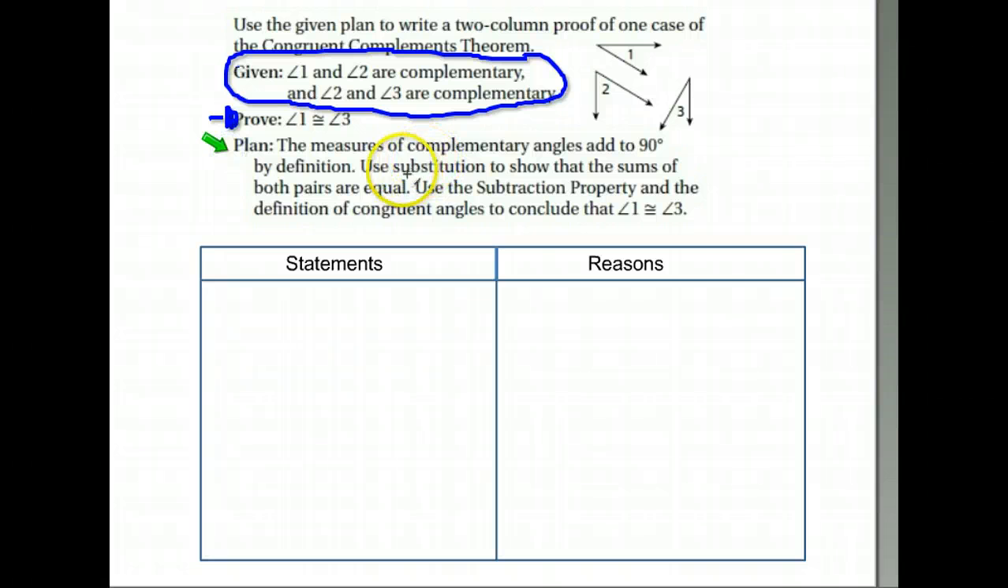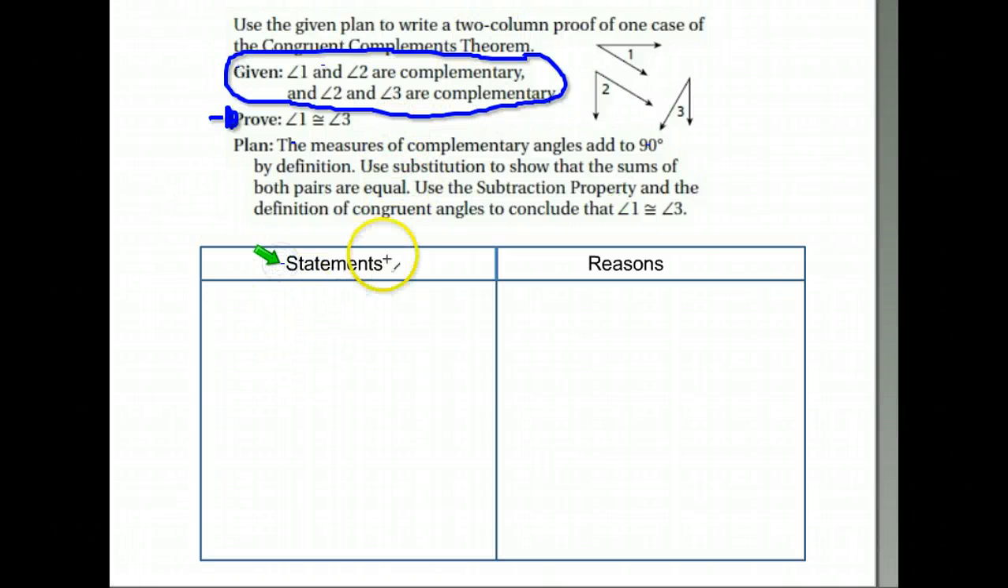And they came up with a plan, okay? They said, as we're thinking through this, the measures of complementary angles add to be 90 by definition. So we know angle 1 plus angle 2 is 90, angle 2 plus angle 3 is 90. Then they said maybe we could substitute to show that they're equal. So if both of these add to equal 90, then angle 1 plus angle 2 has to equal angle 2 plus angle 3. Then they suggest using the subtraction property to end up with just angle 1 and angle 3. And I'm going to show you what this proof looks like.